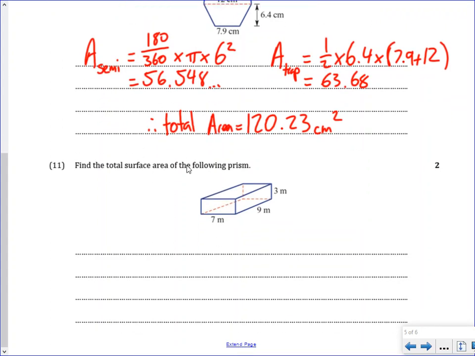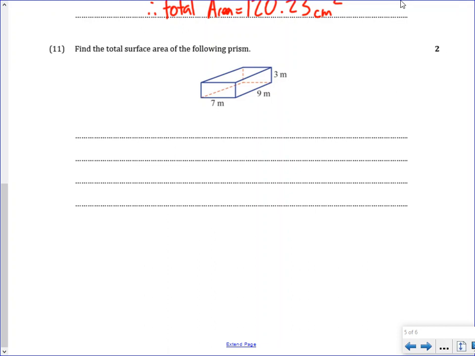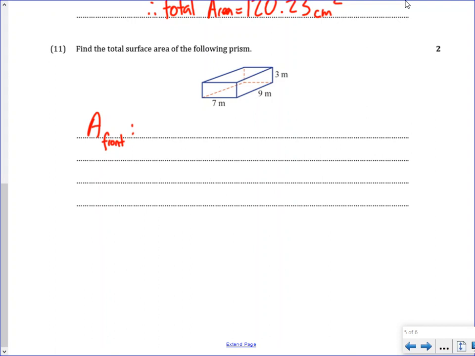Here, looking at question 11, we want to find the total surface area of the following prism. So here we have a rectangular prism, and to find the surface area of a rectangular prism, basically you have 6 rectangles, except they're in pairs. So really you just need to find the area of 3 rectangles and times them all by 2. So let's do the area of the front. Well, that's going to be the 7 times 3 because you've got that long side at the front and then the 3 going up. So 7 times 3 equals 21.